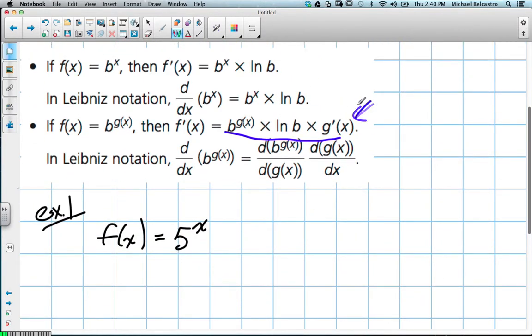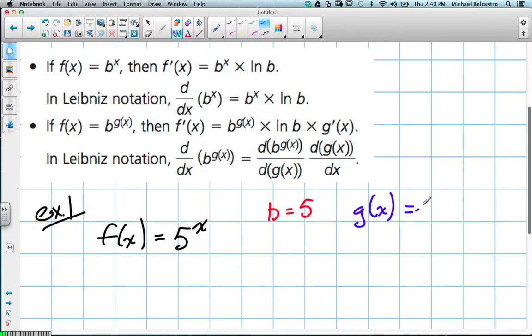And you know what I'll do? I'll do this exact example using that rule there. So here's our f of x. Our base in this case, b, is 5, okay? Our g of x in this case is equal to x.